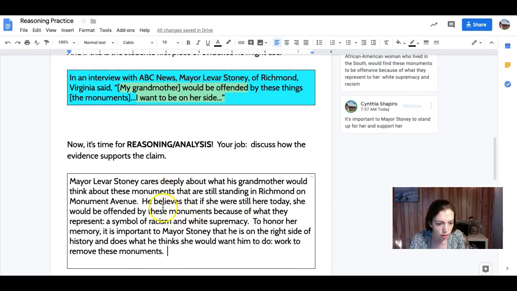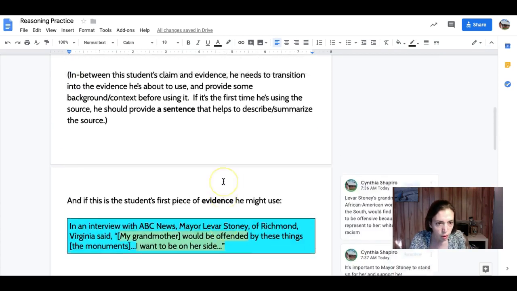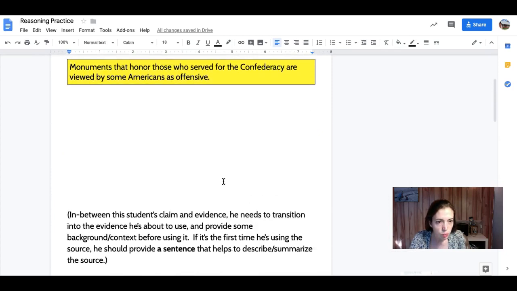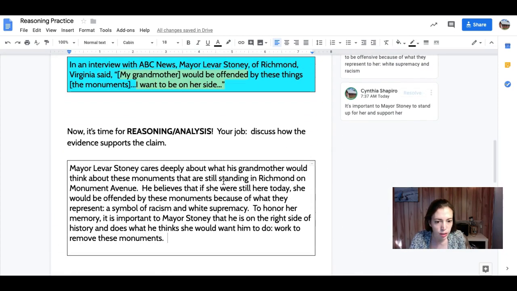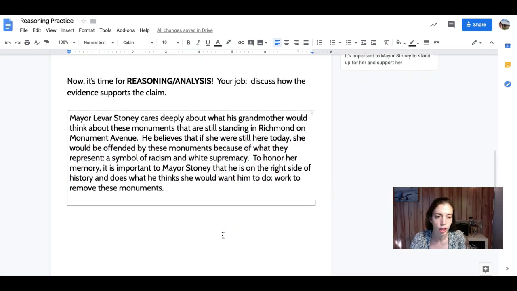So let's just double check. Did I support the claim? Our claim: viewed by some Americans as offensive. All right. Okay, she would be offended, right? There I am. Okay, what they represent, a symbol of racism and white supremacy. So yes, I think I have done my job here.